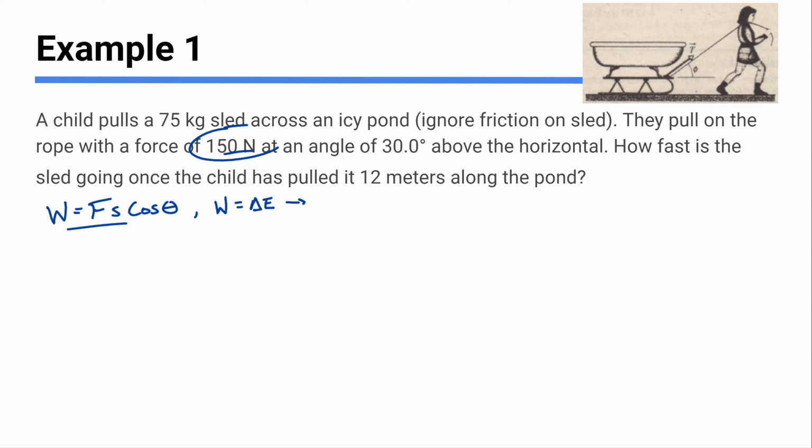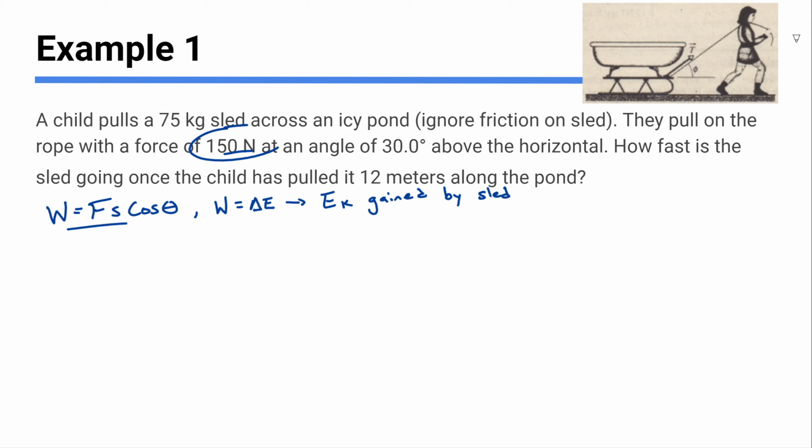And I think here, the change in energy, how is the child changing energy? Well, they're not lifting this sled up any higher, so they're not adding any gravitational potential energy. They're certainly not storing any of this energy in a spring or something. So all of that energy is going to become kinetic energy. So let's say it this way. The work done, the change in energy, is the kinetic energy gained by the sled.